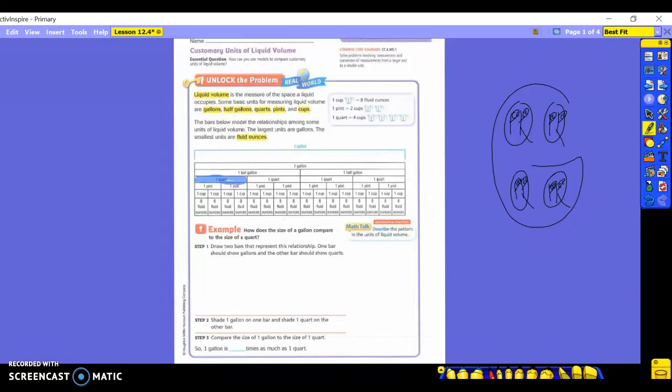So it says, how does the size of a gallon compare to the size of a quart? Step 1 is asking you to draw 2 bars that represent this relationship. One bar should show your gallons and the other bar should show your quarts. So what am I going to draw then? Something like this, right? I'm going to make a bar. Doesn't matter how long it is. And what am I going to put in it? 1 gallon. Now if I look up here at the large one, how many bars am I going to draw underneath the gallon to get quarts?